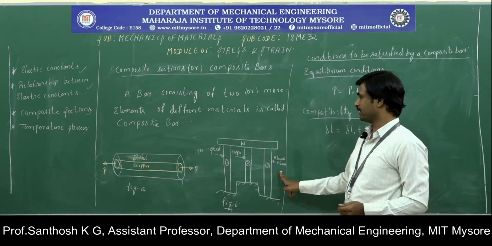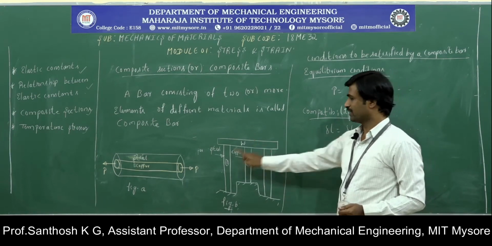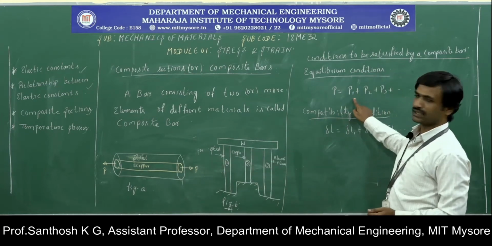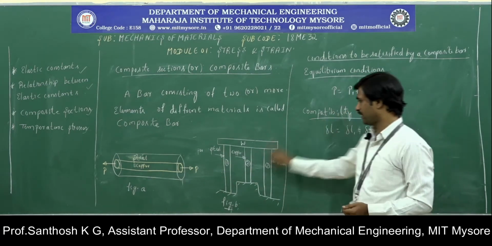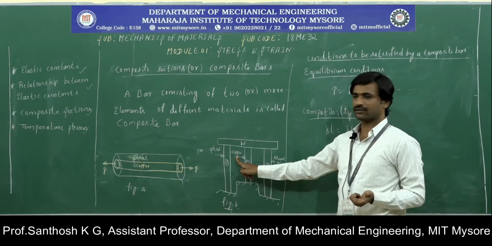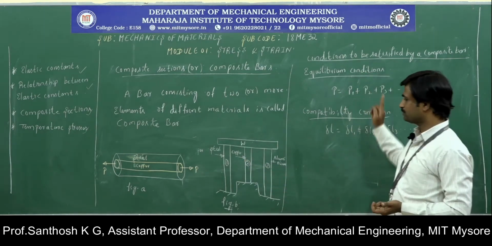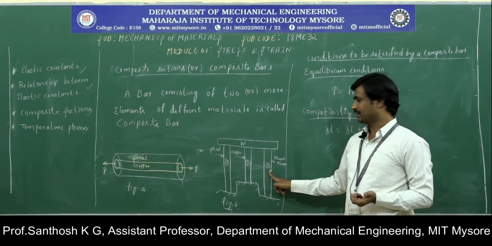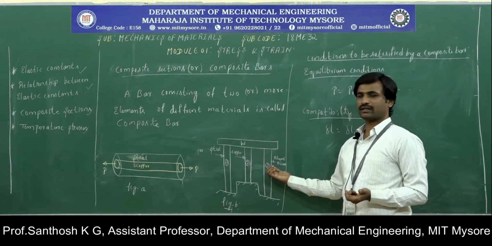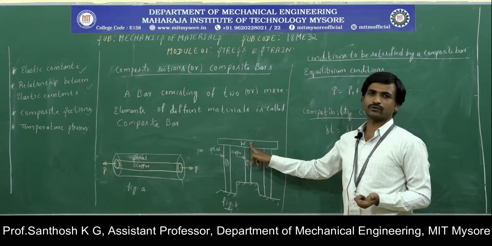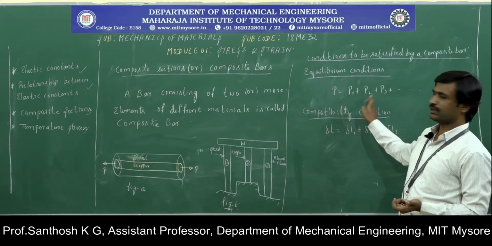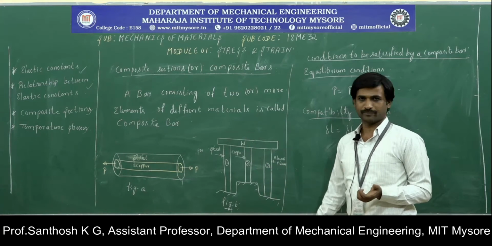Similarly, if we consider figure B, the load W will be taken by three different rods. The load taken by the first rod we denote as P1, the load taken by the second rod as P2, and the load taken by rod 3 as P3. When you add all the loads taken by these 3 rods, it should be equal to the total load applied on the body. If these two terms are equal, then only the member will be in equilibrium.